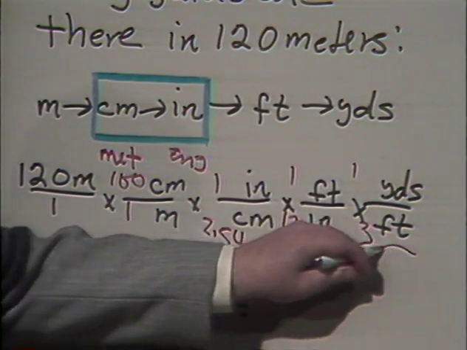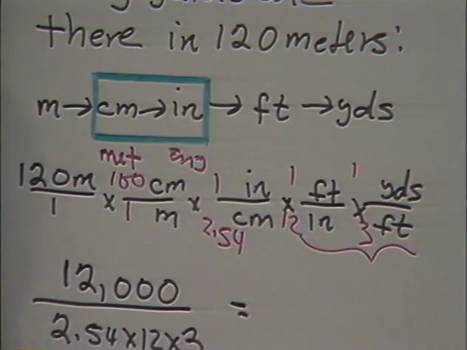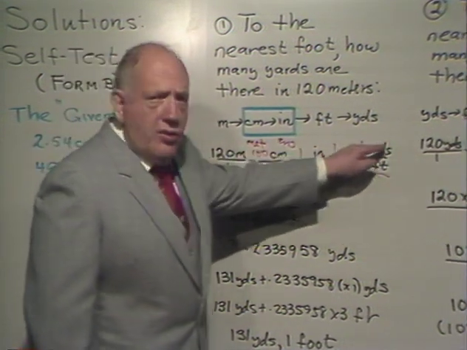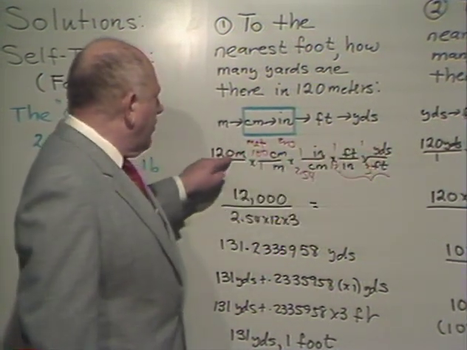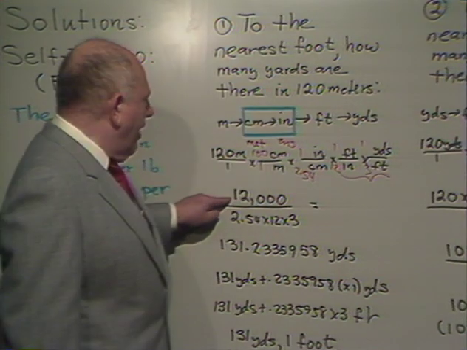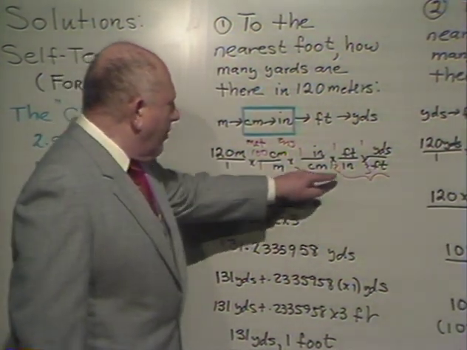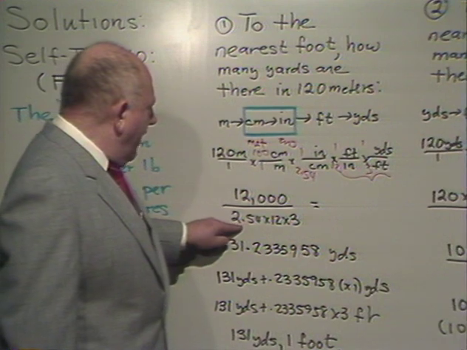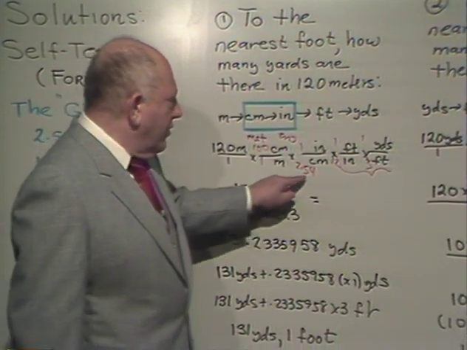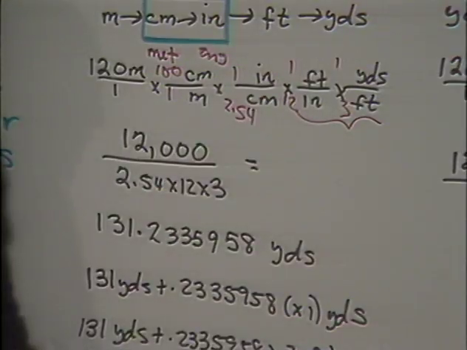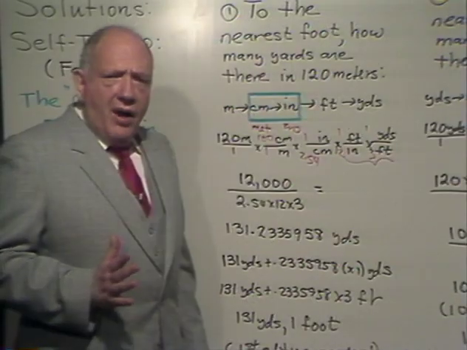And by the way, some people make this transition in one step. They say there are what? 36 inches in a yard, and they save a step this way. I don't care which way you do it, but now you see you're in business, because what are you going to do? You multiply the numerators, that's 120 times 100, which is 12,000. Then you multiply all the denominators. What are the denominators? 2.54, 12, and 3. Now, from this point on, I basically will rely on the calculator.